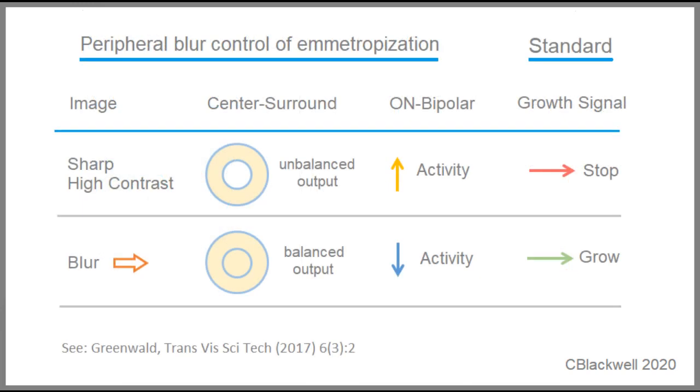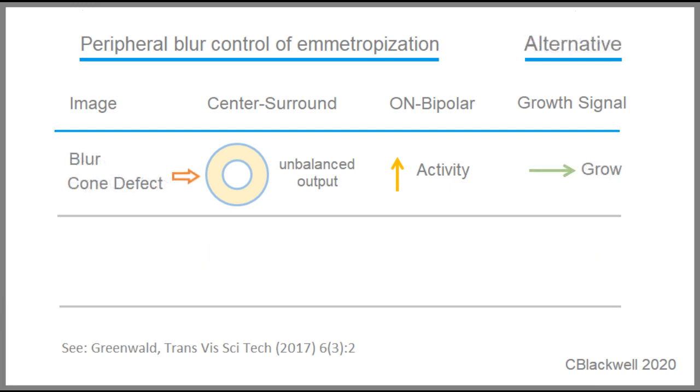In the standard theory, a peripheral blurred image results in a balanced signal to the bipolar, which is thought to signal the eye to grow. The blur-grow theory. A sharp high contrast image sends an unbalanced signal to the bipolar, signaling it to stop. When one cone population is abnormal, even illumination causes unbalanced input, usually a sharp signal. They reason that since the known result is growth/myopia, that means a sharp image input stimulates growth, the sharp-grow theory.